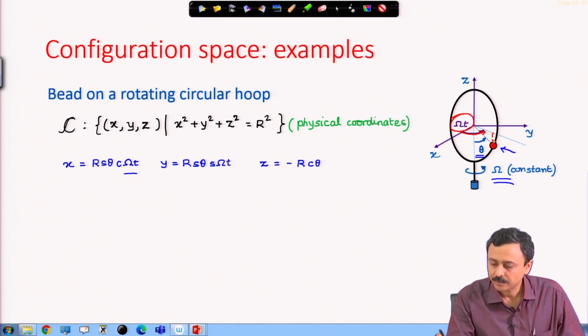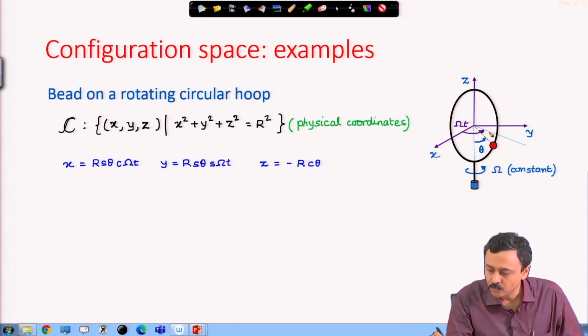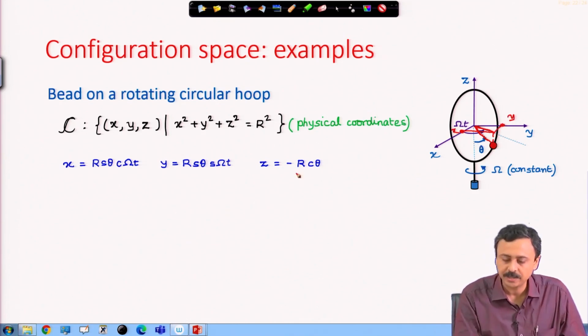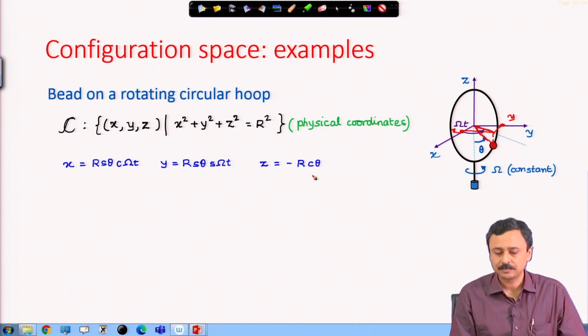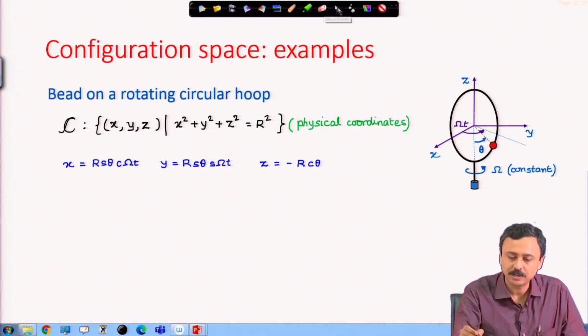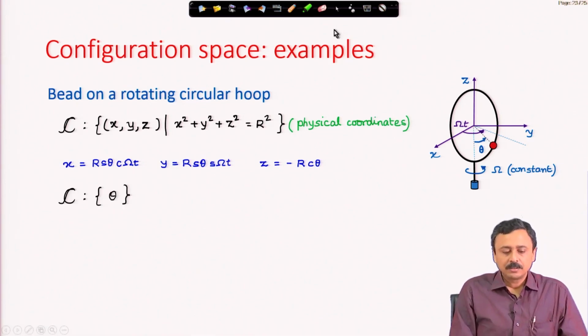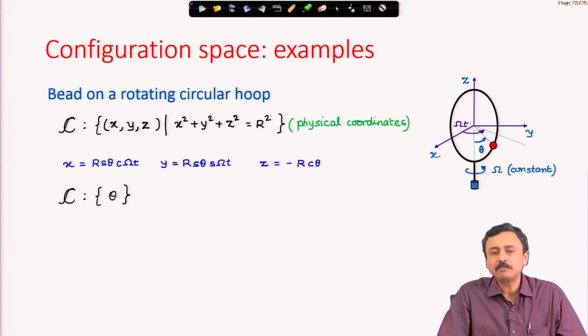Therefore, the x coordinate I can find out by projecting this line in this direction and taking a projection on the x axis. So, this is x, this is y, and z is obtained as minus r cosine theta. This is not very difficult. Therefore, the complete configuration of this bead can be represented only by theta.